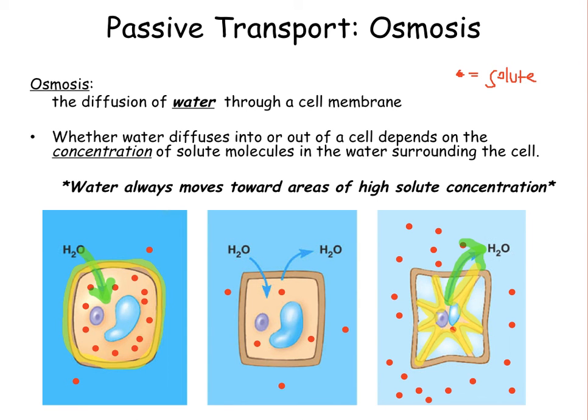Of course, if the solute concentrations are equal inside and outside the cell, then there's no total change in the amount of water leaving or entering the cell. So in this picture, water will enter and leave at the same rate, and the cell's volume and shape will remain stable.